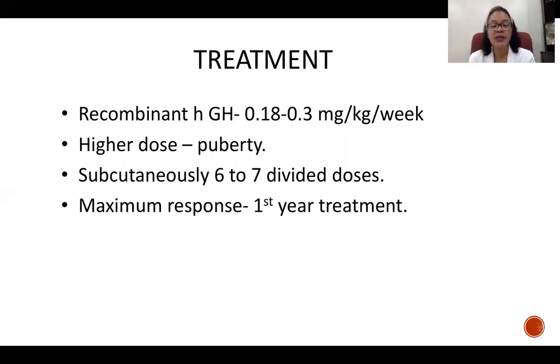The recommended dose of the human growth hormone is 0.18 to 0.3 milligrams per kilo per week during childhood, and higher doses can be used during puberty. The recombinant growth hormone is given subcutaneously, in 6 or 8 divided doses. The maximal response may occur in the first year of treatment.